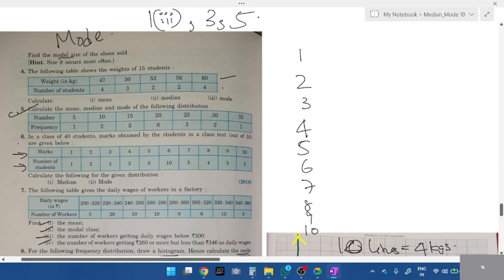Y-axis. Which one is repeated more? No, not like that, Naomi. Not 3. Okay, if I take 3, highest value. Which is highest value? 10. So what's the answer for mode? 6. Median, we need to calculate, right?